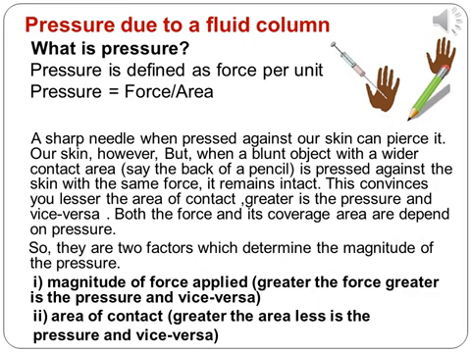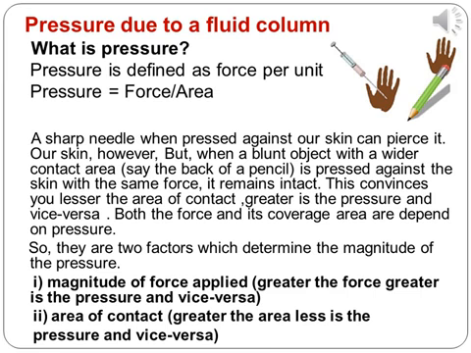Let me point out one live situation. A sharp needle, when pressed against our skin, can pierce it. But when a blunt object with a wider contact area, say the back of a pencil, is pressed against the skin with the same force, it remains intact. This convinces you: the lesser the area of contact, the greater is the pressure, and vice versa. Both the force and its coverage area affect pressure.